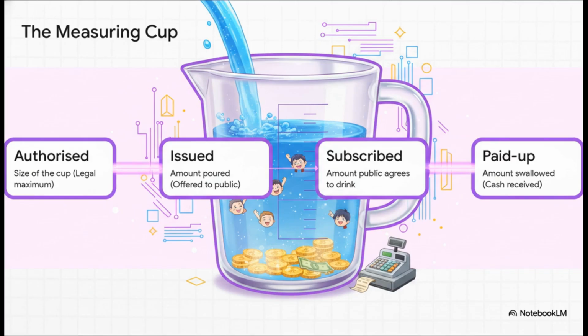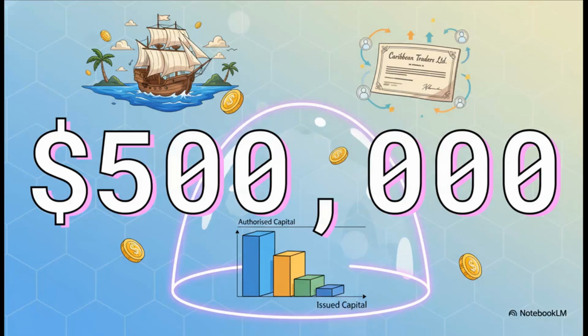Step 3 is subscribed capital. This is the amount the public actually agrees to drink, basically the shares they apply for. And finally, Step 4 is paid up capital, which is the amount actually swallowed. It's the hard, tangible cash the company physically receives from those shareholders. Let's put a concrete number to this just to lock it in. The source material provides this really great example using a hypothetical company, Caribbean Traders Ltd.